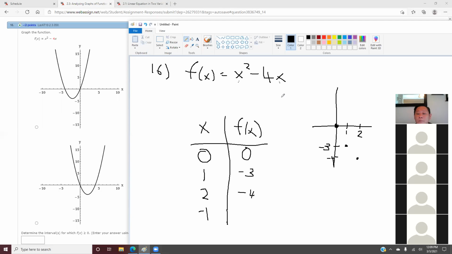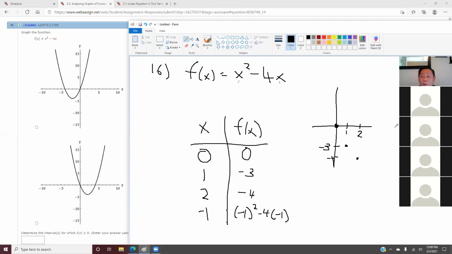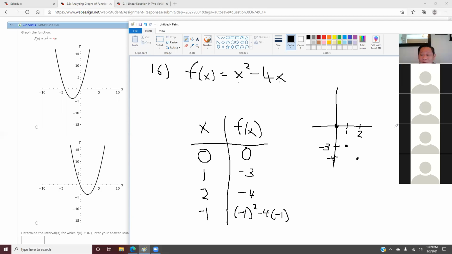Negative 3. No. Plug in negative 1. So this is negative 1 squared minus 4 times negative 1, which is what? Okay, 3. No. 5. Oh, 5. Okay. So this will go up to 5.